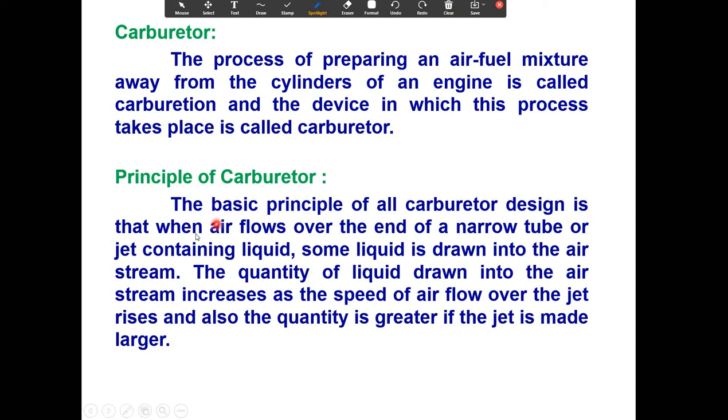So principle of the carburetor: the basic principle of all carburetor design is that when air flows over the end of a narrow tube or jet containing a liquid, some liquid is drawn into the air stream, and the quantity of the liquid drawn into the air stream increases as the speed of the air flowing over the jet rises, and the quantity is also greater if the jet is made larger.